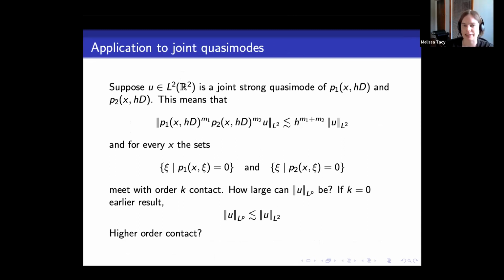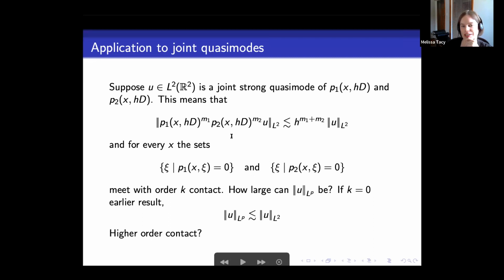And I want to apply this to the study of joint Quasimodes. So the idea of joint Quasimodes is, say you have a function U that is a Laplacian eigenfunction, and you have some other equation like a momentum operator or a symmetry operator or some other differential equation that it satisfies. So that's when I would say that it is a joint solution. So it has more than one operator that it obeys, P of U is equal to 0.